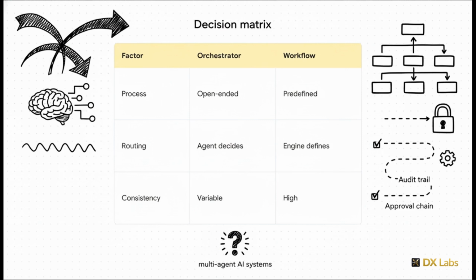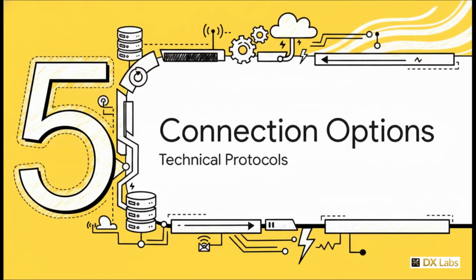But if you're designing a compliance audit or an approval chain, your tolerance for variability is zero. You absolutely must choose the workflow-oriented pattern, relying on the workflow engine to define routing upfront and generate a strong, explicit audit trail. Section 5. Connection options and technical protocols.